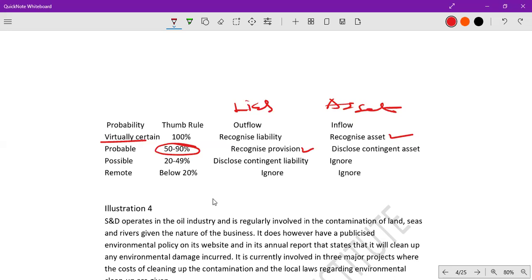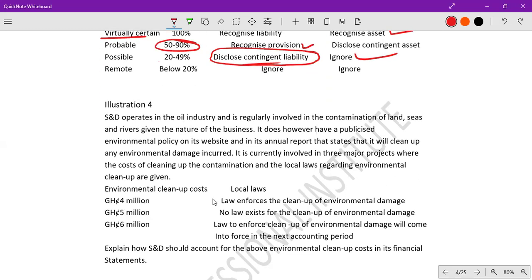So if it is possible, possible means that it's not probable. So the possibility is from 20% to 49%. Then we can disclose what? A contingent liability. Look at the probability, 20 to 49, disclose. For this one, you ignore. If it is a liability below 20%, you ignore at both ends. So be guided by this: possibility, probability, and then virtually certain.